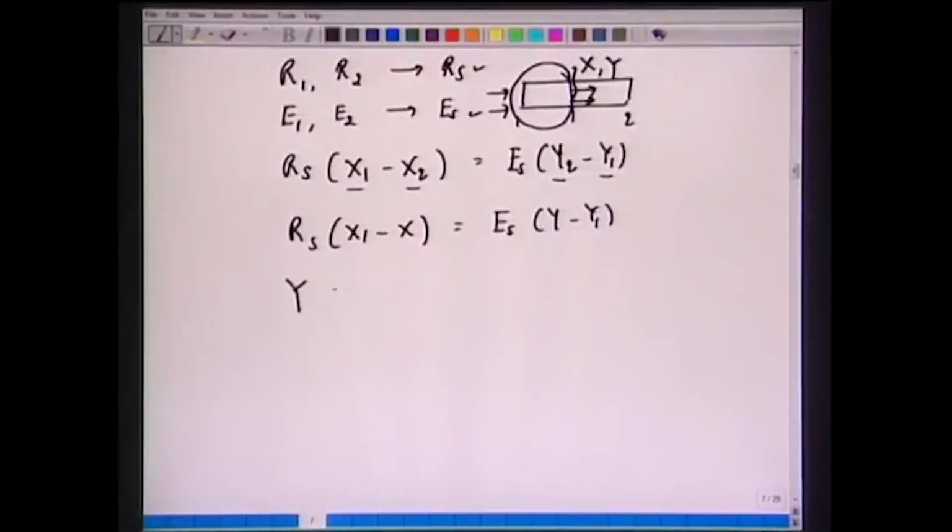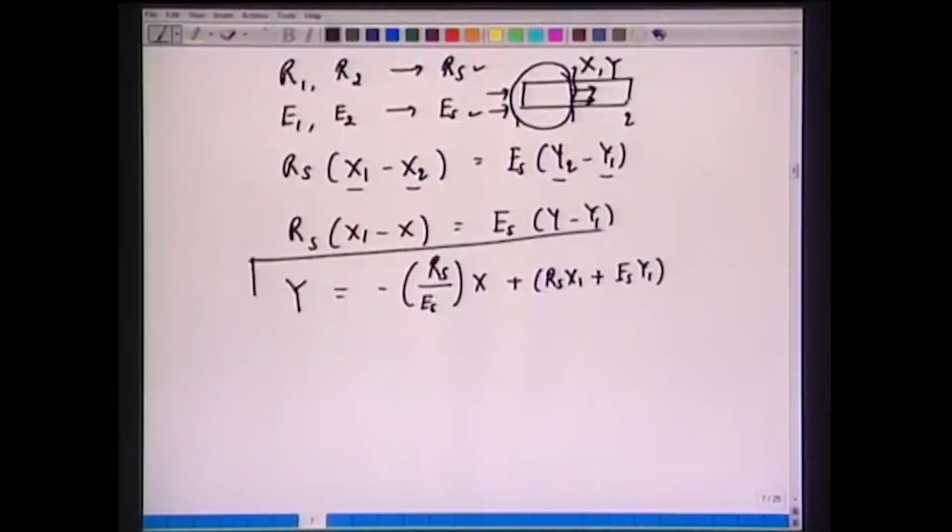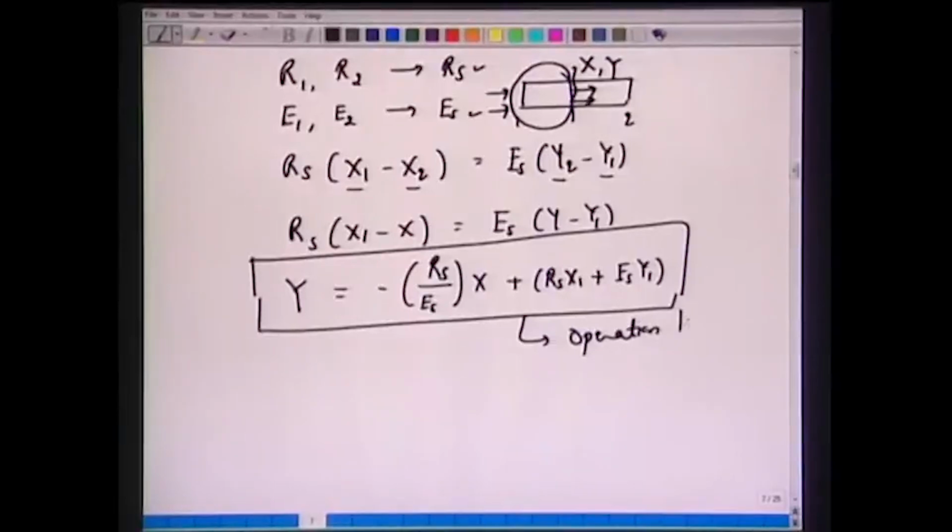So we can now write Y as minus Rs over Es times X plus Rs X1 plus Es Y1. Let's box this equation, and as you notice from here, this is the operating line. Compare this to the equilibrium curve which we have.